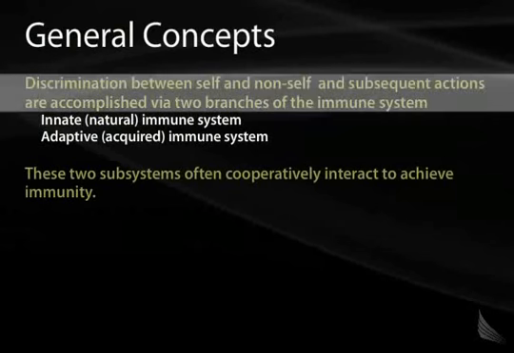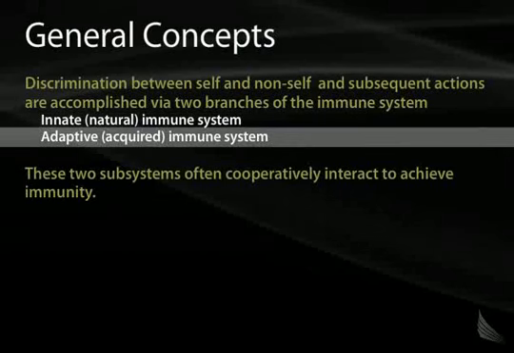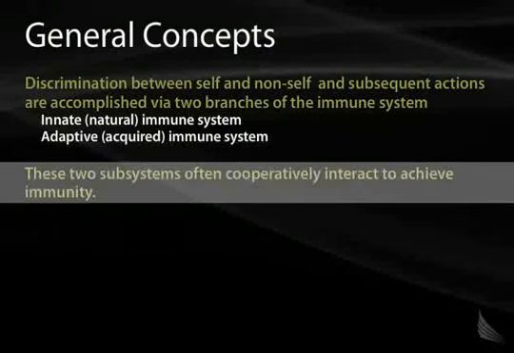Now, discrimination between self and non-self and subsequent actions are accomplished via two branches of the immune system, the innate or natural immune system and the adaptive or acquired immune system. These two subsystems often cooperatively interact to achieve immunity.